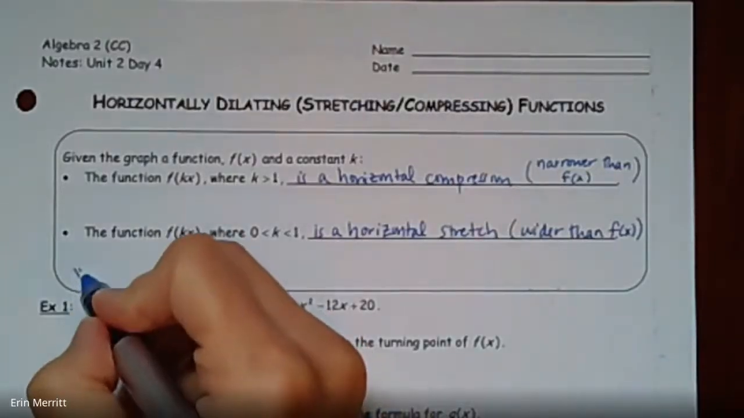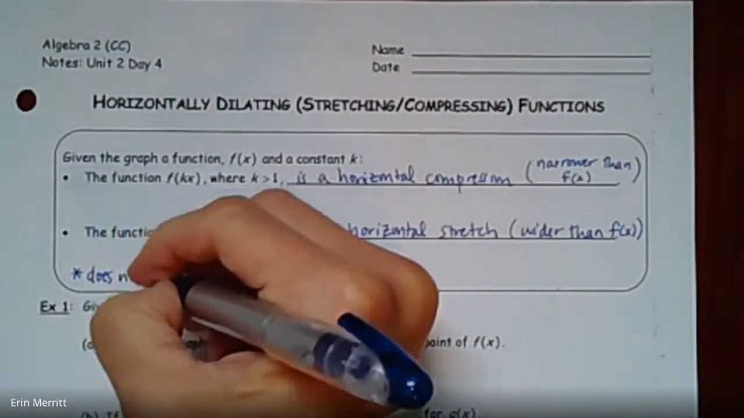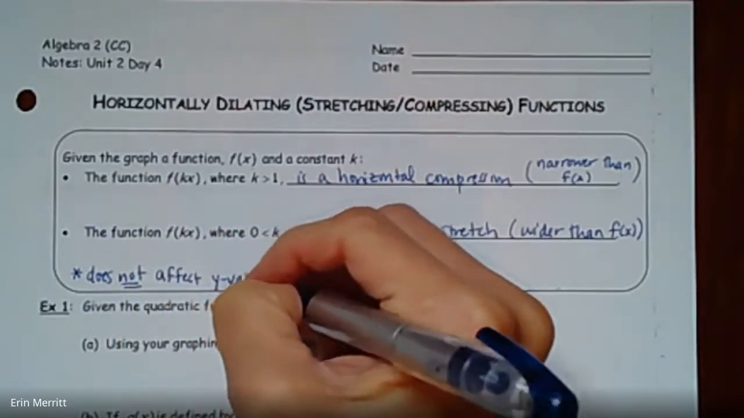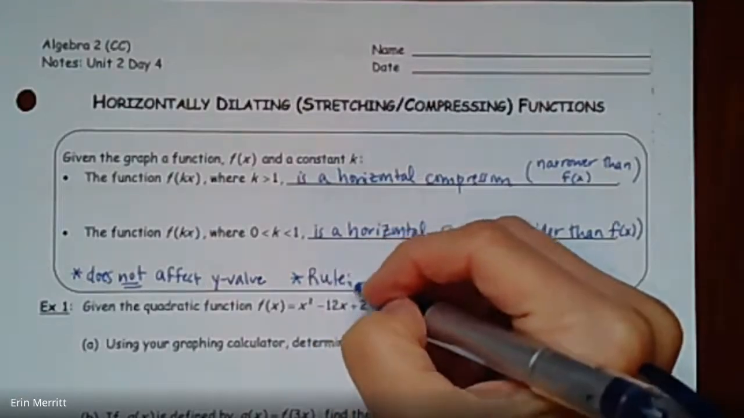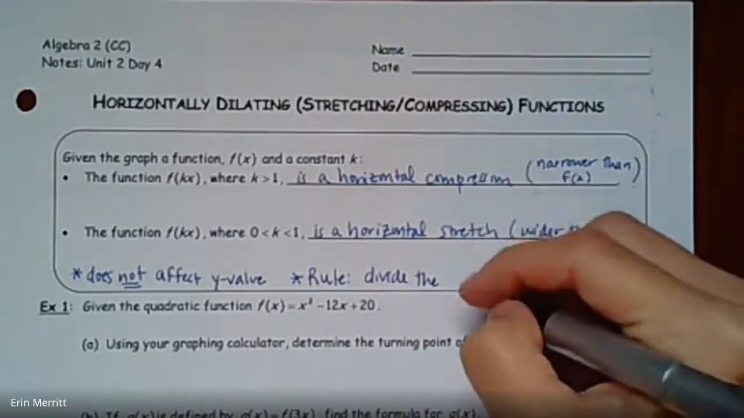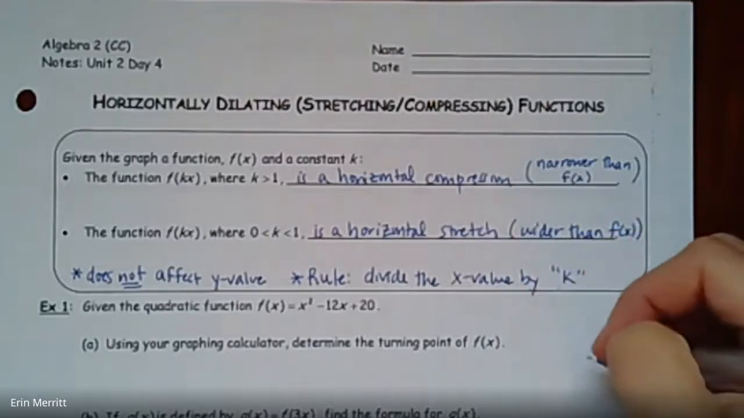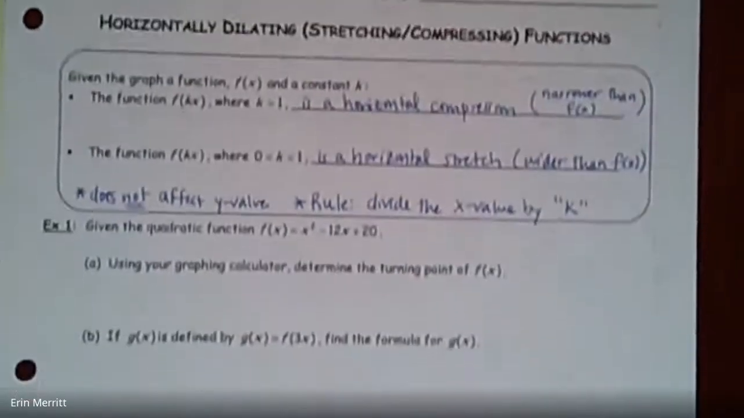So let's copy the same thing that we did from the last page, that it does not affect the y value. The y's don't change at all. When it's a horizontal dilation, it only affects the x's. And how it affects the x's, the rule is that you're simply going to divide the x value by whatever k is. That is going to be our rule here. So hold on to that thought. With that being said, let's take a look at a few things.